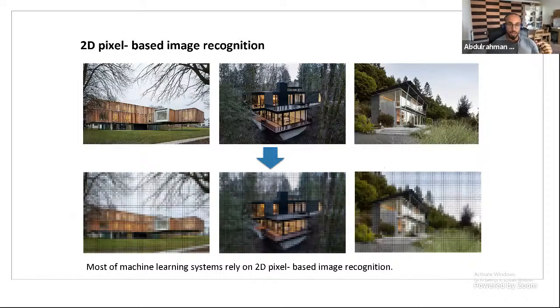From my literature review, I found that most machine learning systems rely on 2D pixel images. They have the image and they pixelate it to understand the task. So the question now: if I want to classify the relationship between building and ground, we have an object and a ground, and another object and the ground, with three different relationships to the ground. With a 2D pixel image, it's hard to classify this kind of problem.